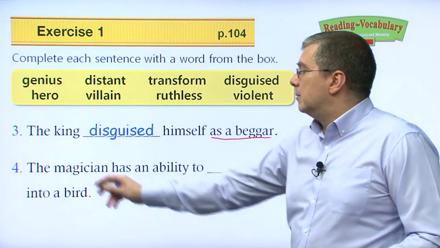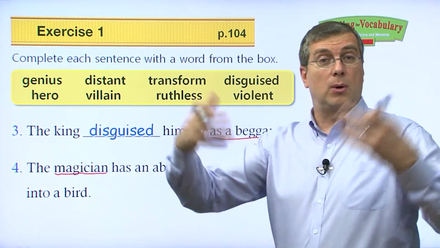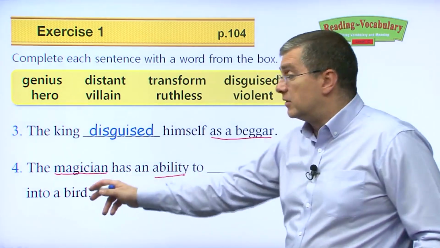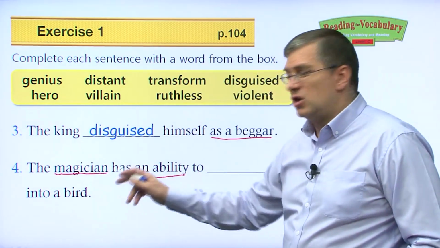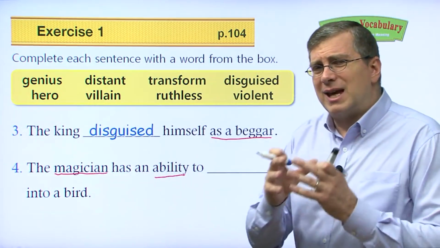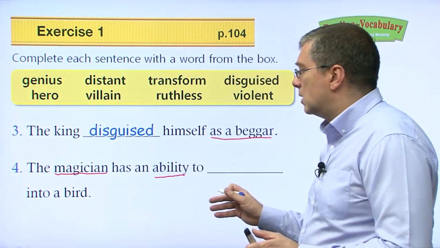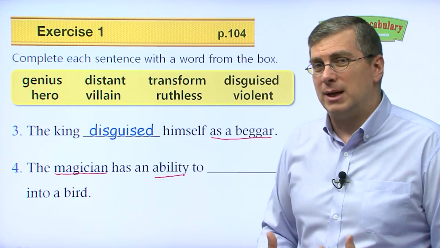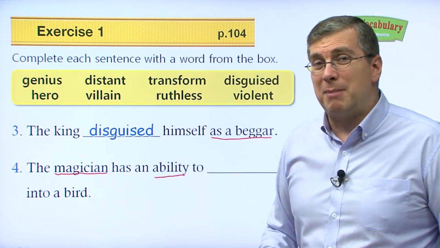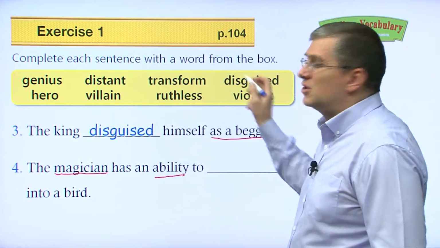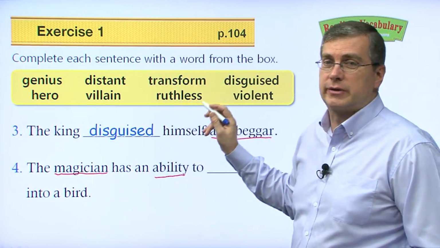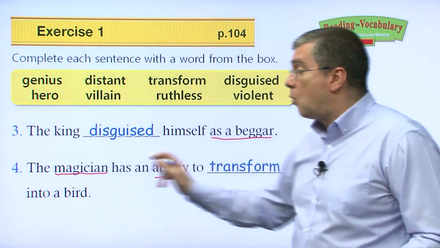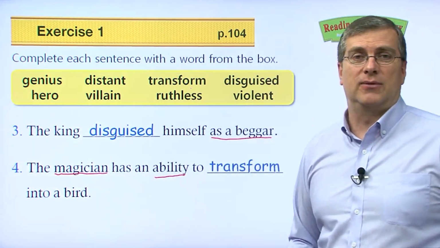Okay, number 4. The magician. Magician, a person who performs magic tricks. The magician has an ability to transform into a bird. What can a magician do? It can do something into a bird, to perhaps change himself into a bird, to change his form into a bird and fly away. That would be a great magic trick, right? Well, what word here means to change into something else? Of course, you're probably looking at this word here, transform. The magician has an ability to transform into a bird, to change himself into a bird.